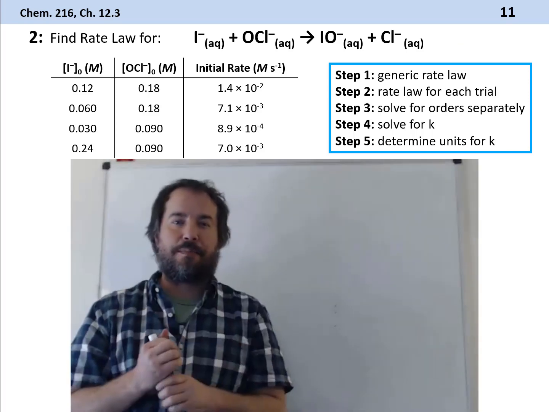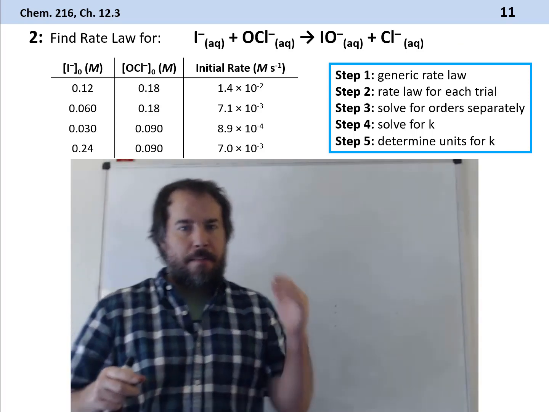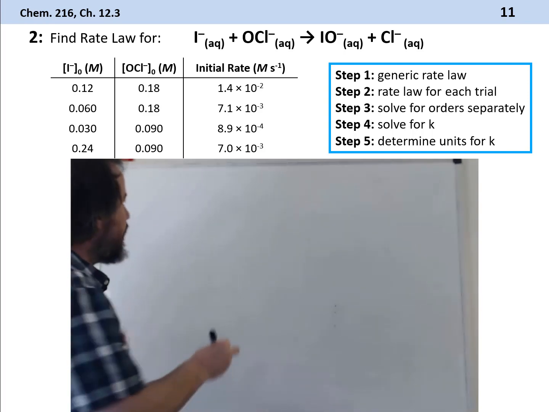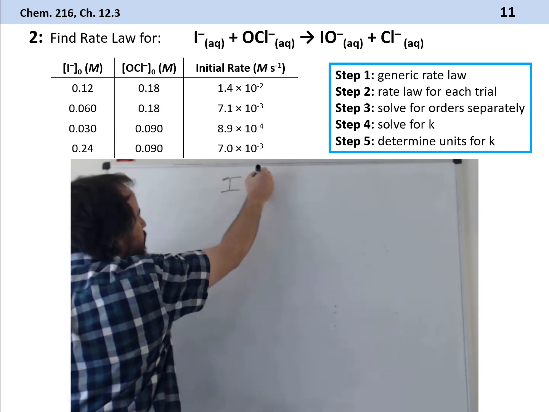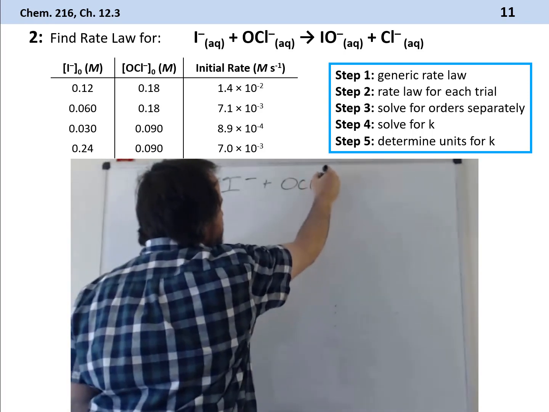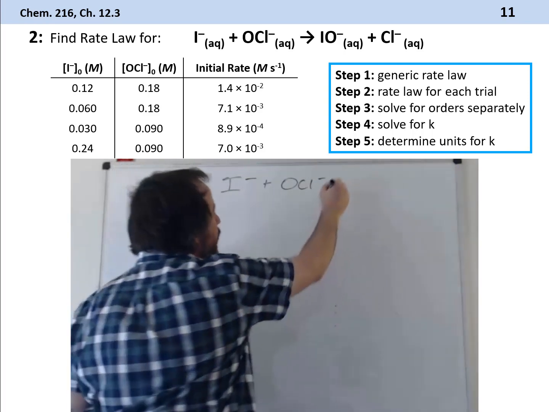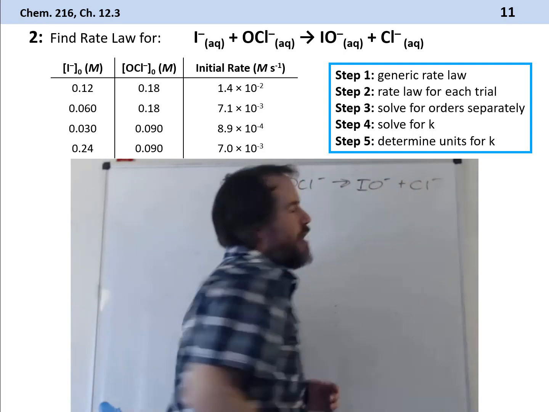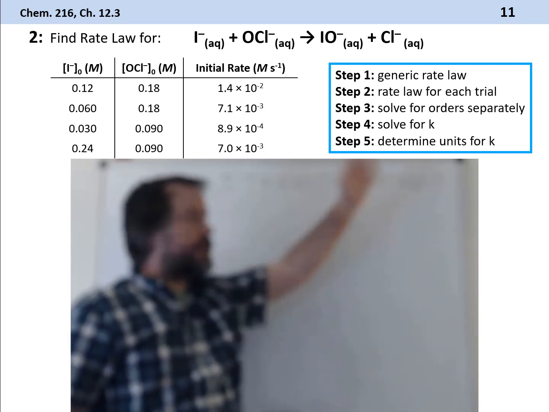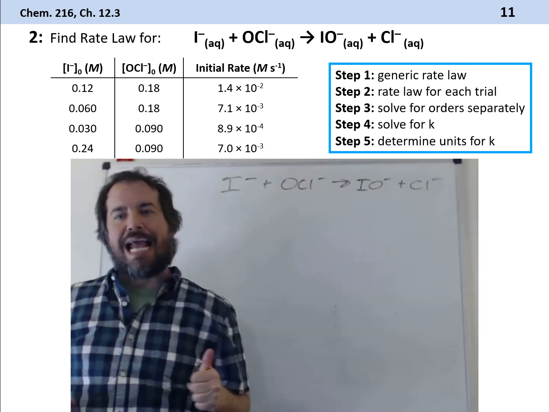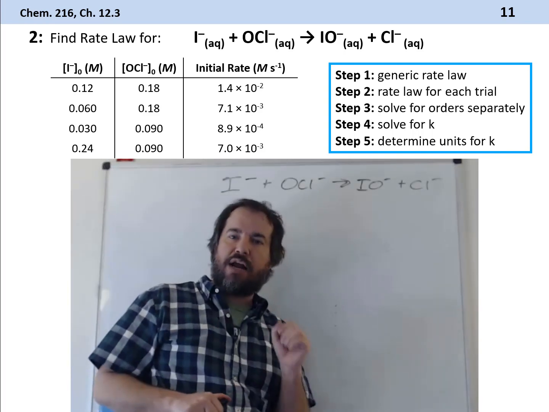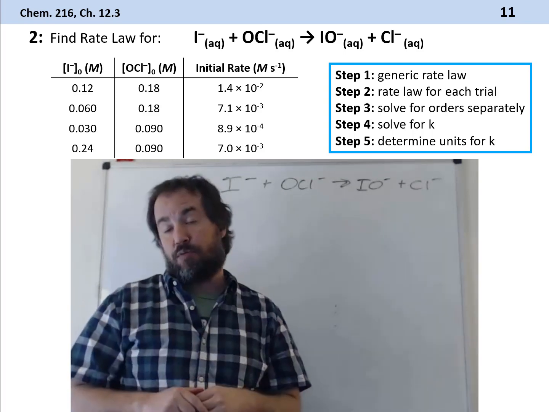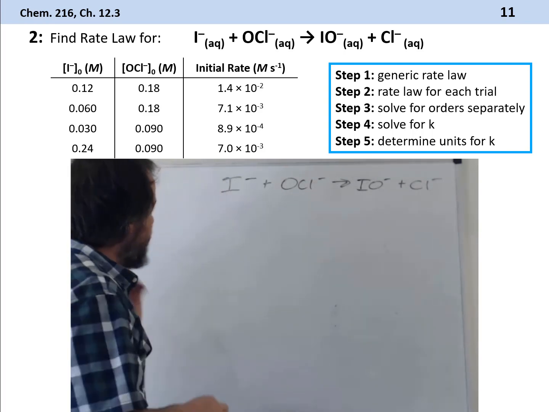Okay, so let's do problem number 2. If there was a cut, it's because I had to restart this problem. So we're looking at I- plus OCl- going to form IO- plus Cl-. Now, in reality, I don't care about the products, right? In the initial rates method, we only care about the reactants because the reactants are the only ones in that rate law, okay? But I have them up there.